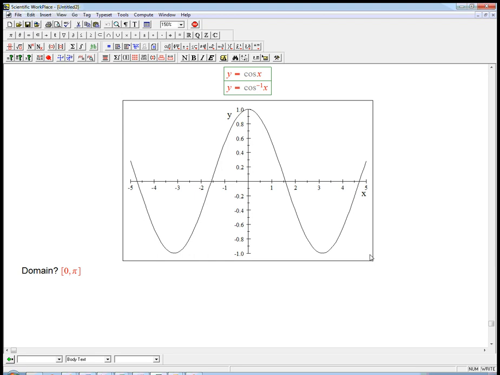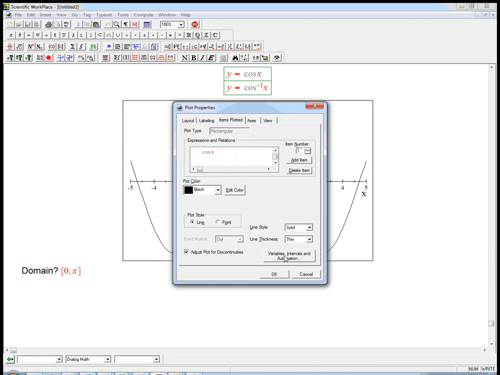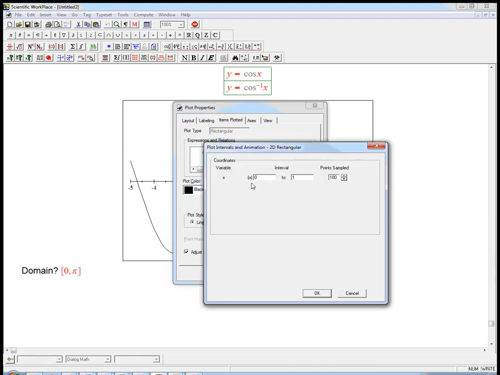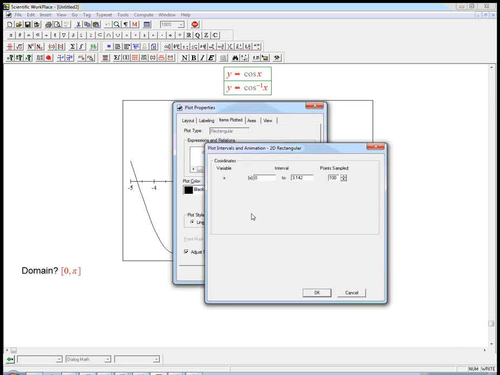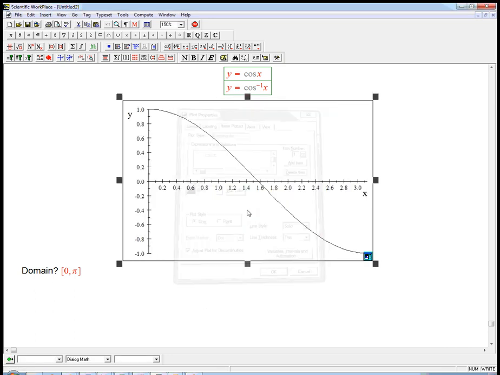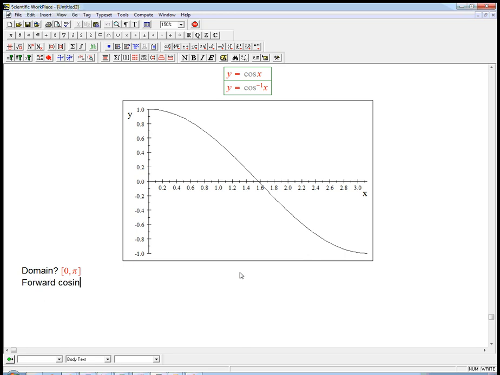And so let me just modify that by taking it from 0 to about 3.142. And there's our function. There's cosine. I haven't inverted it yet. I've just amputated the stuff that shouldn't be there. So here's the cosine function, the restricted guy. And now we're just going to look at the verbal description. Okay, so the forward version of cosine.